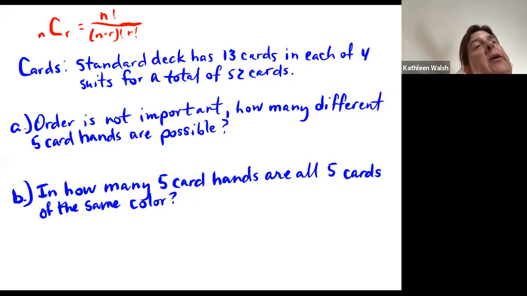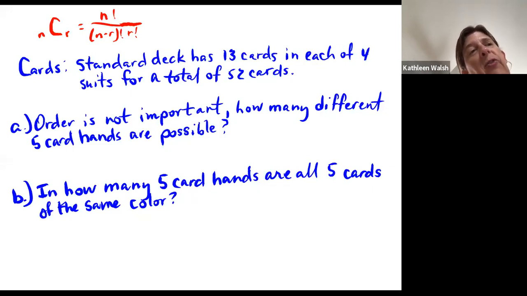And a great question to consider is playing cards, and you want to think about how many different combinations are possible when a deck of cards is dealt to you. And we have our formula. We have n factorial divided by n minus r factorial times r factorial, and that is our combination formula.